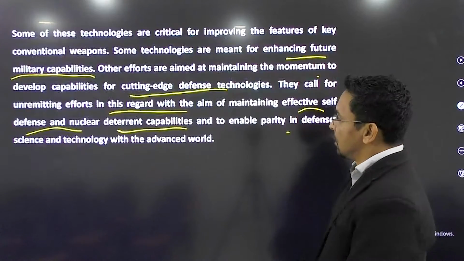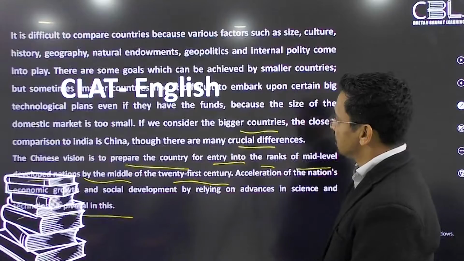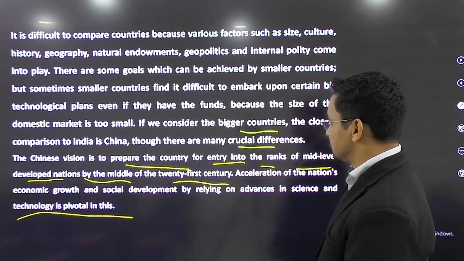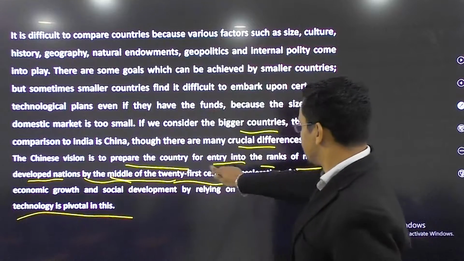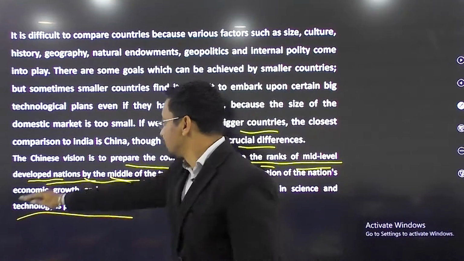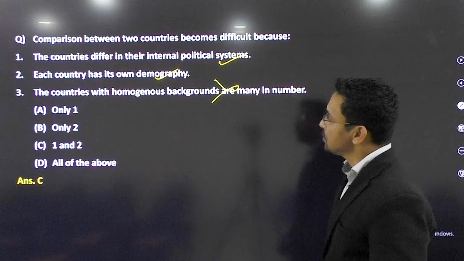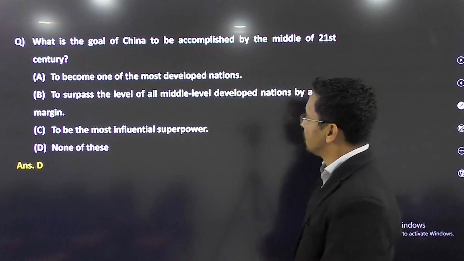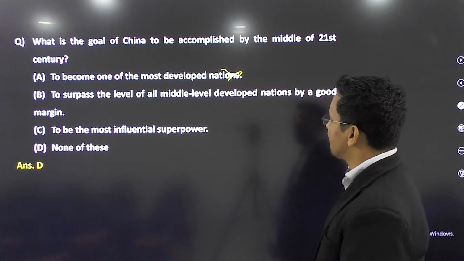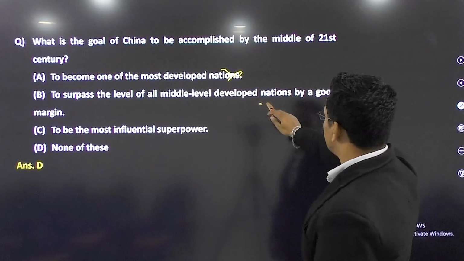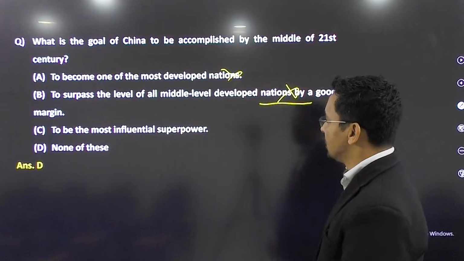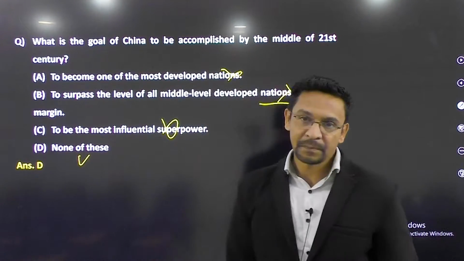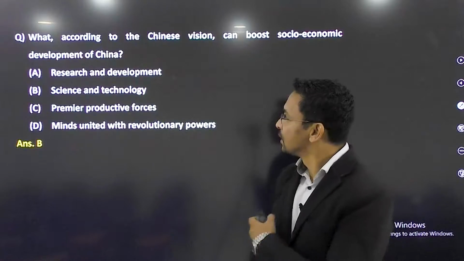What is the goal of China to be accomplished by the middle of 21st century? चलिए वापस चलते हैं. ये देखिए, middle of the 21st century. Mid-level developed nations. To become one of the most developed nations? No. To surpass the level of all the middle-level developed? No. Not to surpass. To be the most influential superpower? No. Therefore, D. क्योंकि आंसर तो कुछ और है.